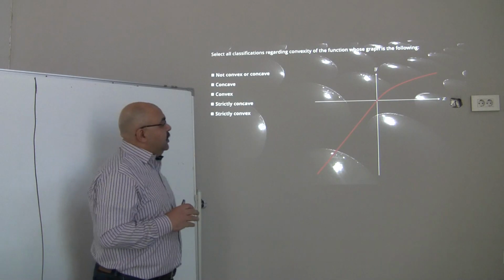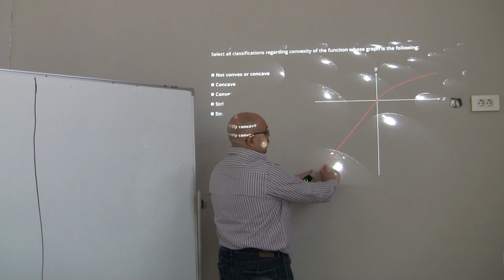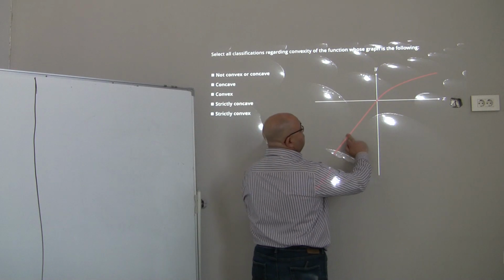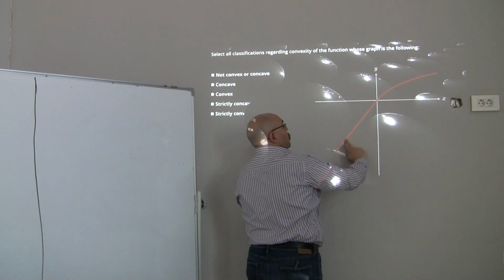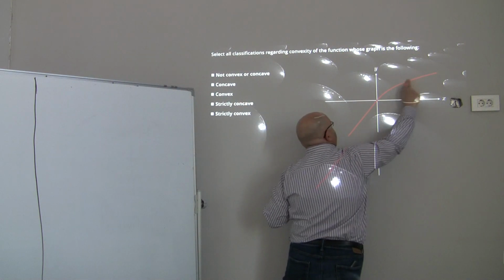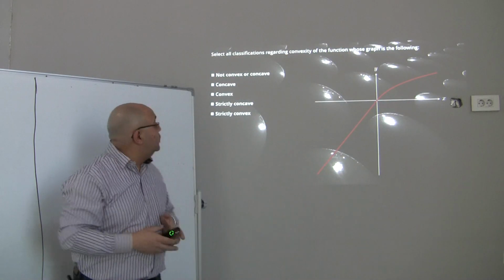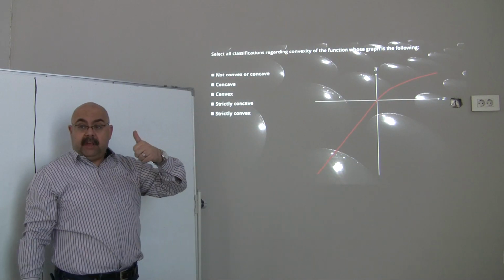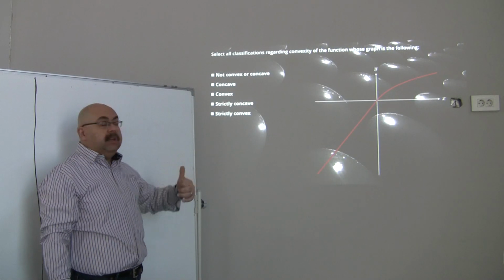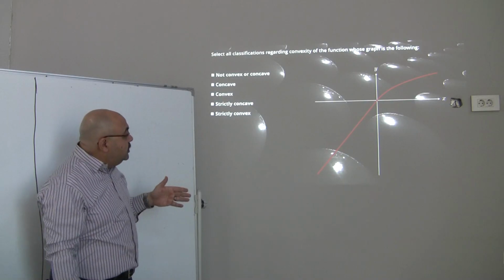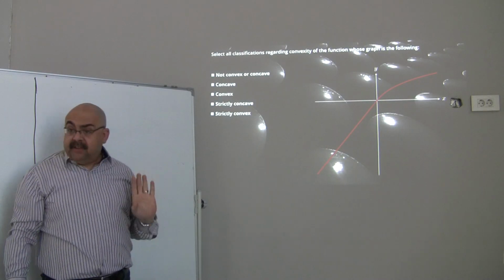So here's the curve. I'm not really sure if the curve is clear for you or not. But this red line is the curve. Can you see it? Yes. This is the line that represents our function. This curve represents non-convex, concave, convex, strictly convex or strictly concave. If you look at this one, it represents the strictly concave case.